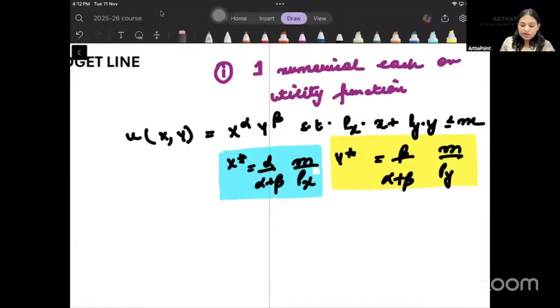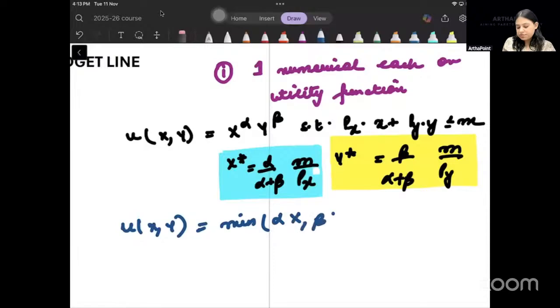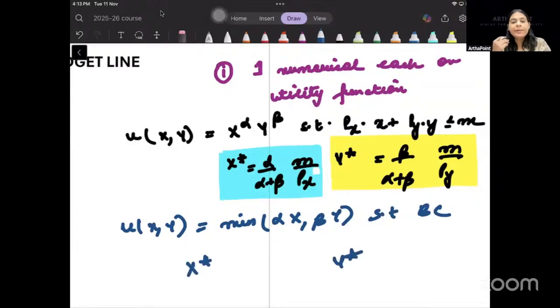Similarly, if I tell you that your utility function is min of xy, or even if I include some alpha and beta, min of alpha x, beta y, subject to the budget constraint, again you should know what your x star and y star are. So one of each type you have to do. That's the first thing which all of you will be revising. I have added those questions in today's assignment also. You can do them from there as well. That is very, very important from the exam point of view.